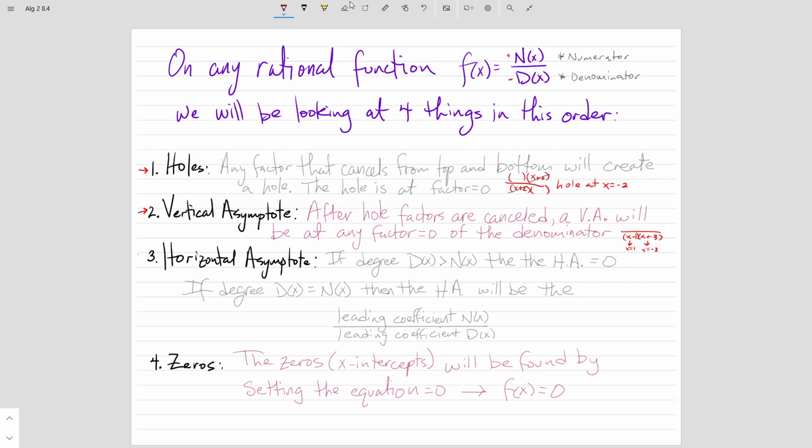A horizontal asymptote can be found by two different, let me rephrase that.